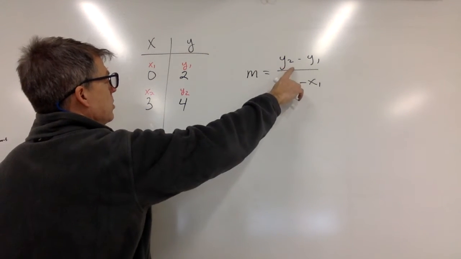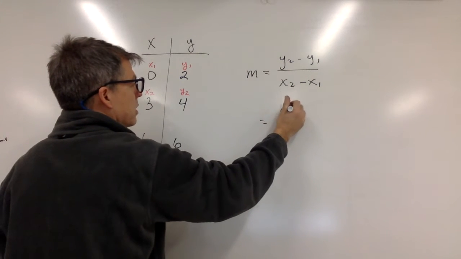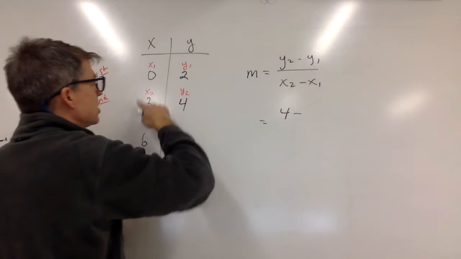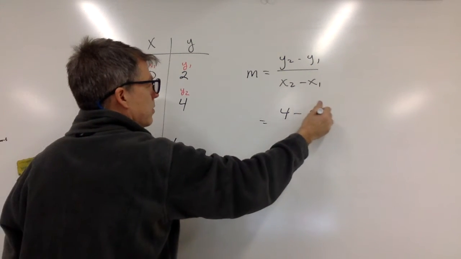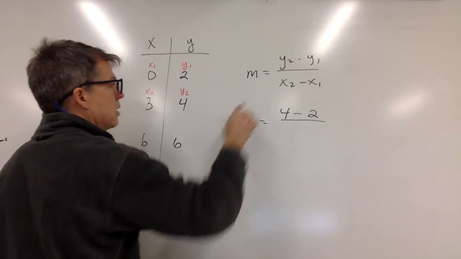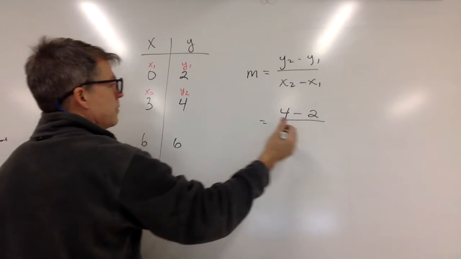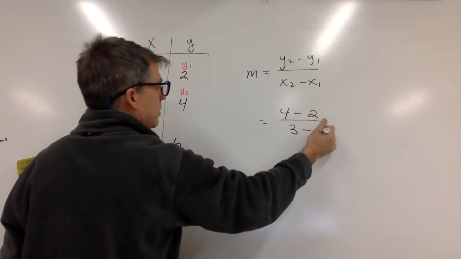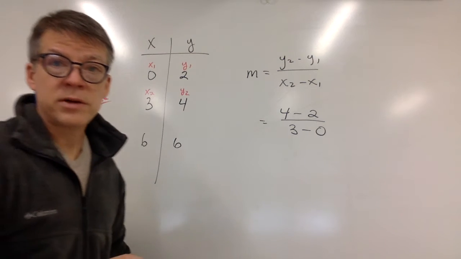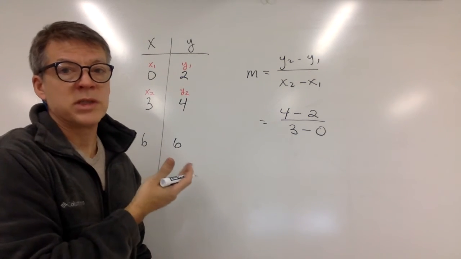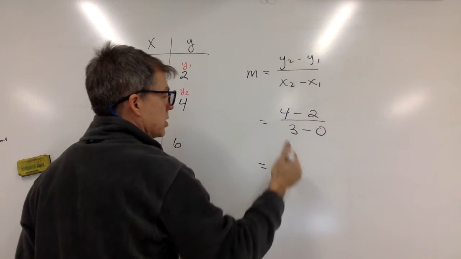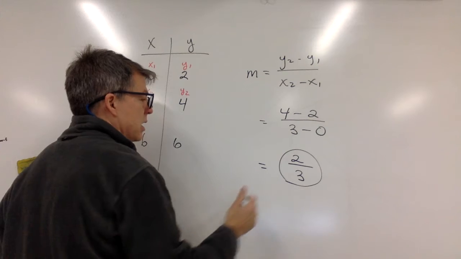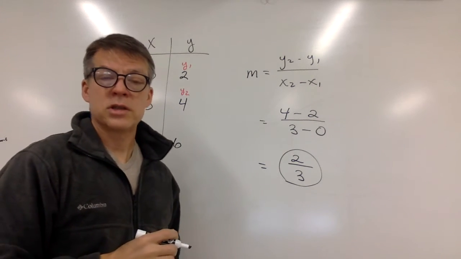And then, you just have to plug and chug into this formula. So my y2 is a 4, so I put a 4 there. I have a minus sign, so I put a minus sign. y1 is just 2. Fraction line, fraction line. x2 is 3. Minus sign, minus sign. x1 is 0. Can you see the number taking shape now? I have to do some arithmetic, but 4 minus 2 is 2. 3 minus 0 is 3. Turns out that the slope for this line is 2/3.